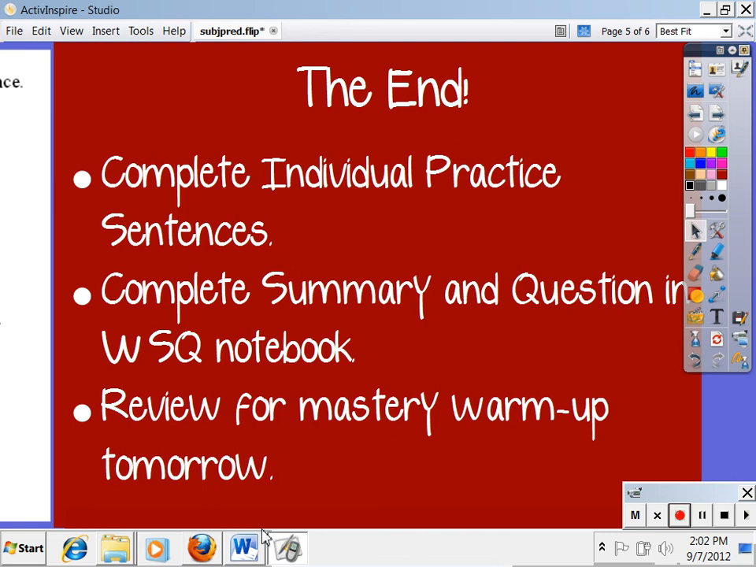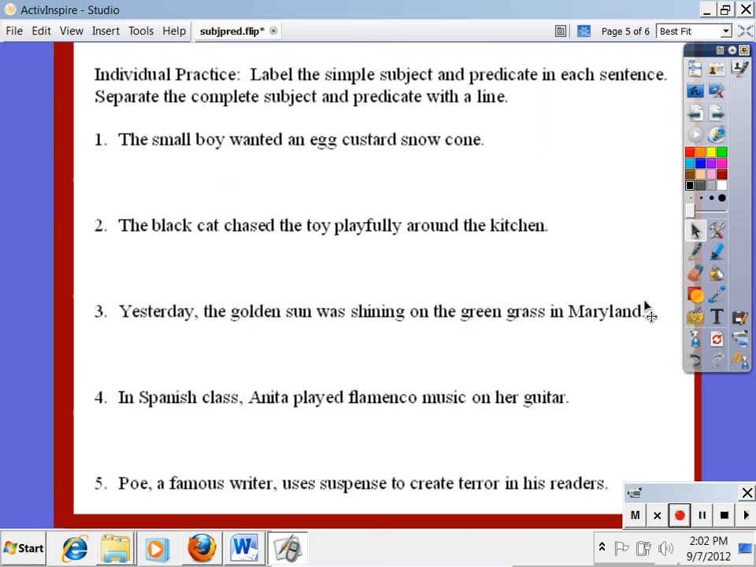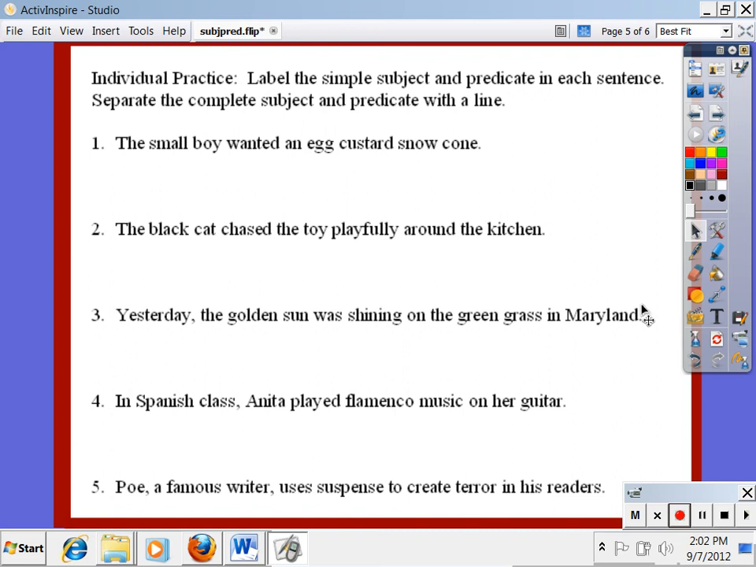Again, feel free to rewind, go back, pause if you need any more information about this topic. I'm going to pull the individual practices over for those of you that are creating this in your own notebook, and again, you can pause this video in order to jot these down.